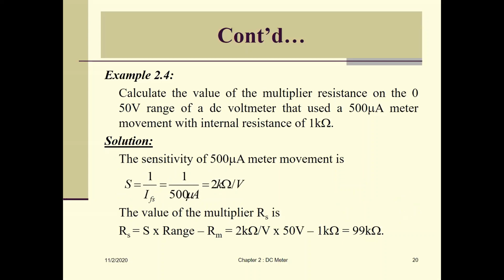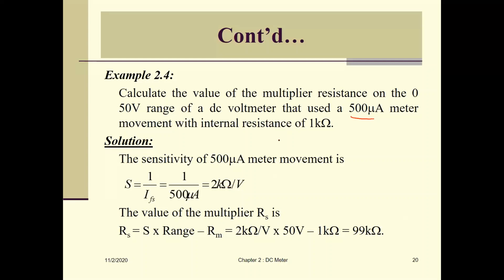Okay, so next example: you can calculate the value of the multiplier resistance on the 0 to 50 volt range of the DC voltmeter that uses a 500 microampere meter movement with an internal resistance of 1 kilo ohms. First, we have to calculate the sensitivity, which is 1 over the full scale current. The full scale current is 500 microampere, so we got the sensitivity S as 2 kilo ohm per volt.